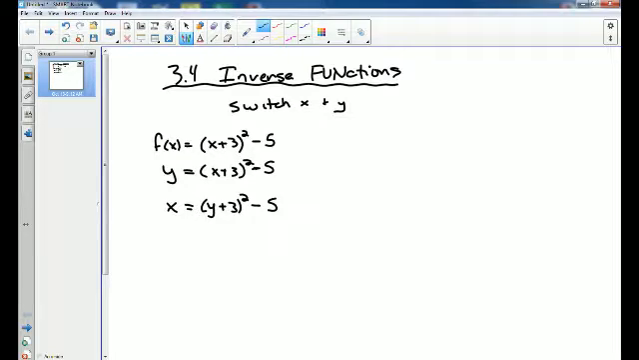Now, is this in a format that we usually see equations? So what do we need to do? We have to solve for y. Distribute that square root, because we like y equals, right? So we need to solve for y. This is where the algebra comes in. We're moving everything to the left to get y alone.